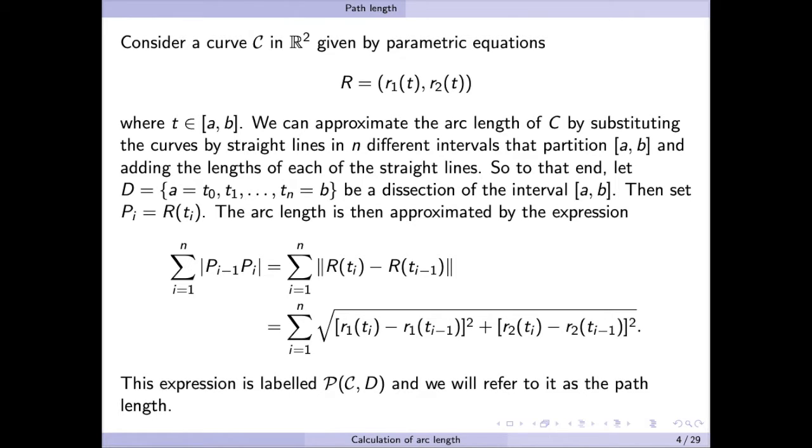So the square of the x component is r1 of t sub i minus r1 of t sub i minus 1, all squared, and the square of the y component is r2 of t sub i minus r2 of t sub i minus 1, all squared. This final expression that we have arrived at is equal to the path length of the curve C with respect to the dissection D. Obviously, if we choose a different dissection D, then the path length that we calculate will be different, and hence we incorporate the dissection D into our notation of the path length to show the dependence on the dissection.